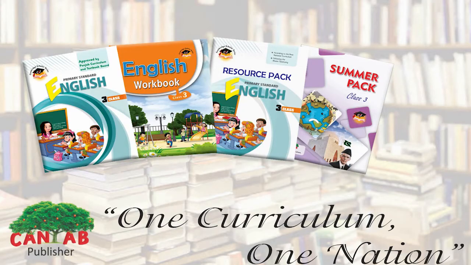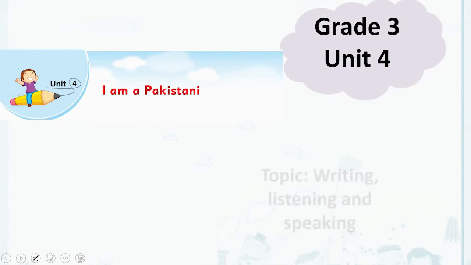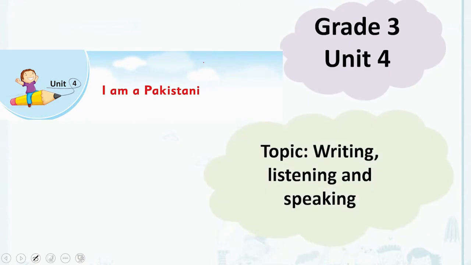Before starting the lesson, dear students, you must have with you Class 3 English textbook, workbook, resource pack and summer pack. Resource pack is for parents and teachers guidance. You can also download it from Cantab Publishers official website. We are going to start our lesson from Unit 4.